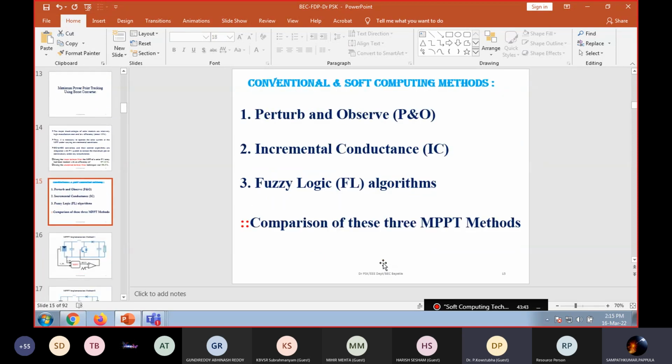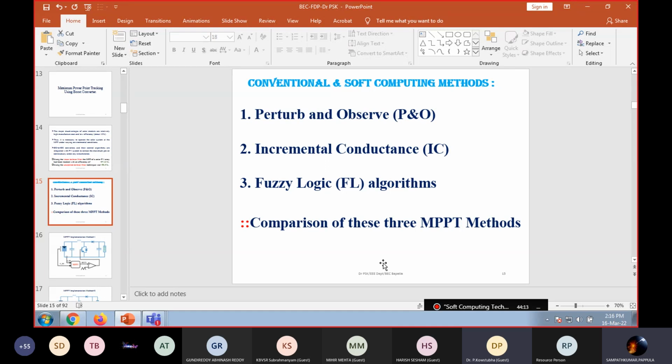And here some conventional and soft computing methods are there to get the maximum power from the PV panel. Those methods are, one, the perturb and observe method. Second, the incremental conductance method. Third, the fuzzy logic algorithms. And lastly we'll see the comparison of these three MPPT methods in program as well as in simulation.